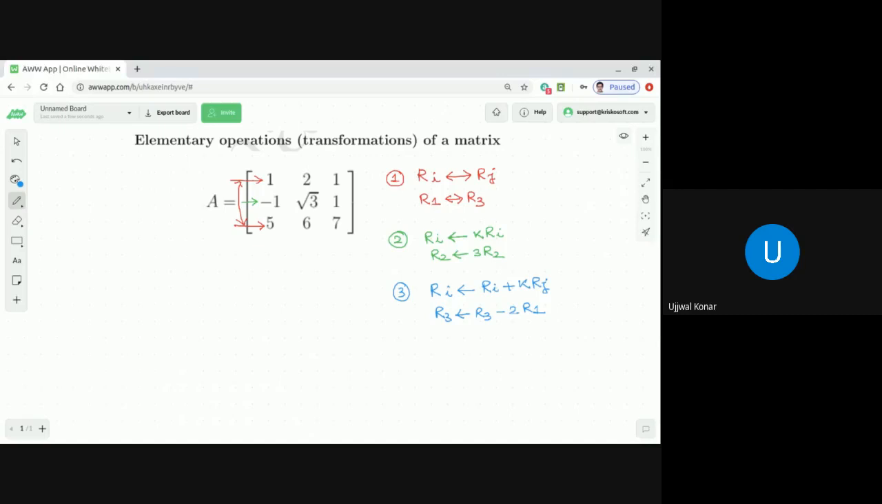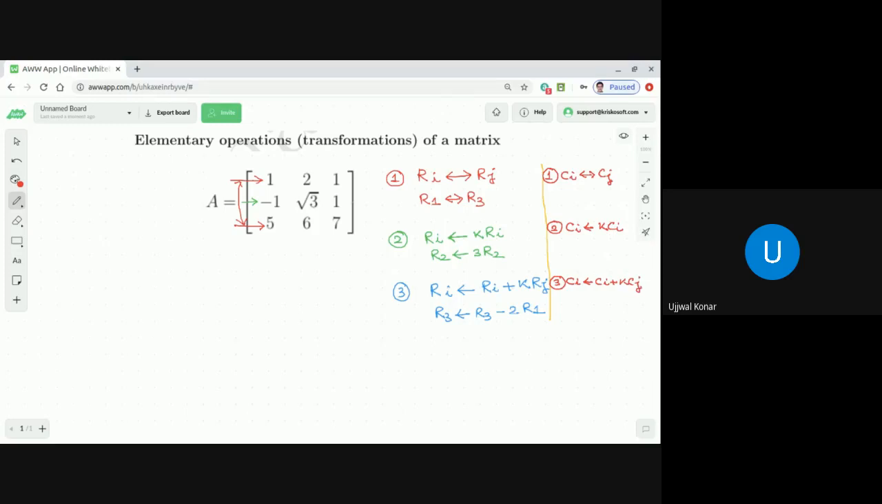Now, as I said in the beginning, dear students, there are 6 elementary operations. Whatever you see for rows, a similar 3 exist for columns. If I tell you about the column operations, they look like this. The first operation is that Ci is interchanged with Cj. The second is that new Ci becomes K into Ci. I hope you understood it. And the third is that new Ci becomes old Ci plus K into Cj.